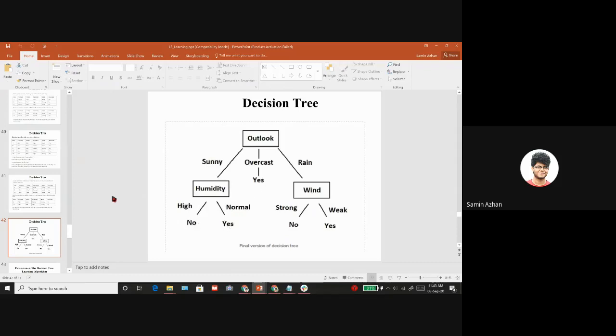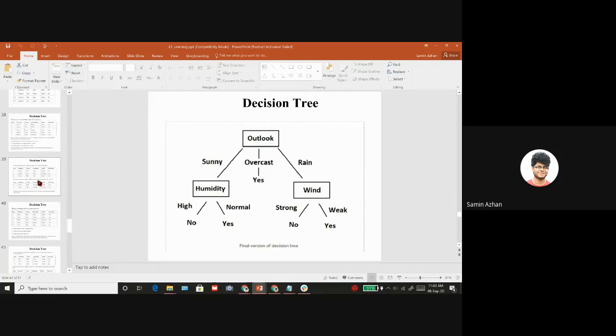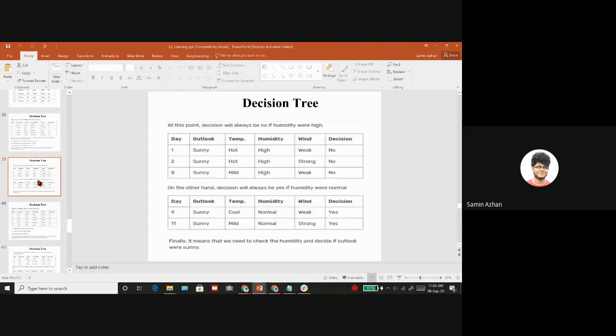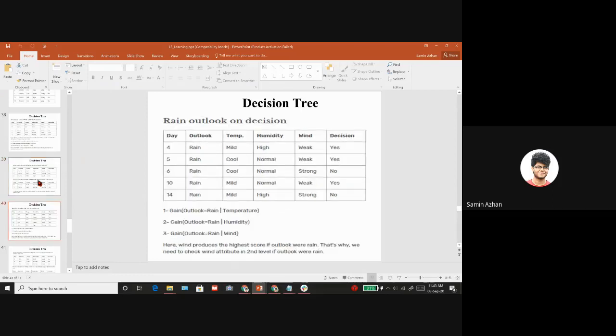Yes or no? So we haven't done the right side yet. Let's see how that came to existence. So we talked about the possibility of outlook being overcast and outlook being sunny. So the remaining one is outlook being rain. If outlook is rain, then we have to calculate the entropies and the information gain again for all of them. And after that, we can see that wind will produce the highest value. So then we have to choose wind.